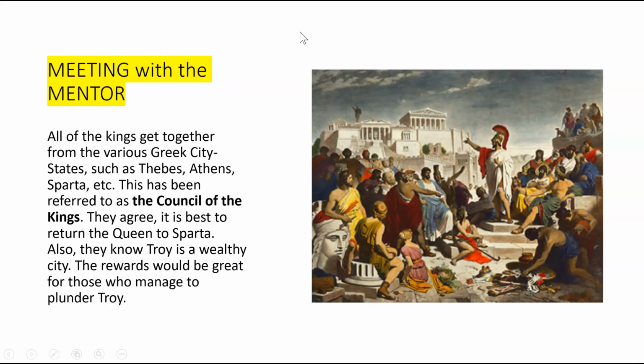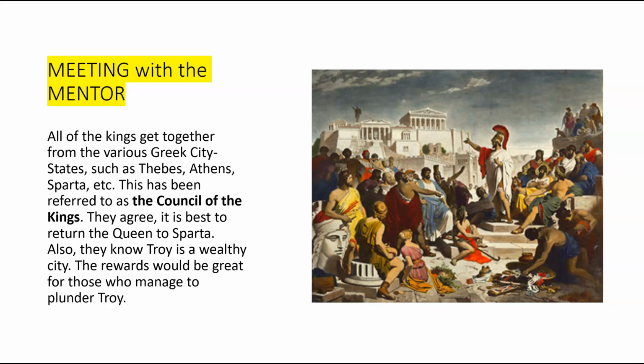Well, the meeting of the mentor. Again, there's different versions of this as to did a god come and intervene. There's also one king that comes, but mostly you hear about the Council of the Kings. That is all the Greek city-states. Now, at this time, Greece is not one giant country. It is a collection of city-states. Sometimes they fight against each other, especially Athens and Sparta. Sometimes they band together. In this case, all the Greek city-states, the kings, get together, and they talk about it.